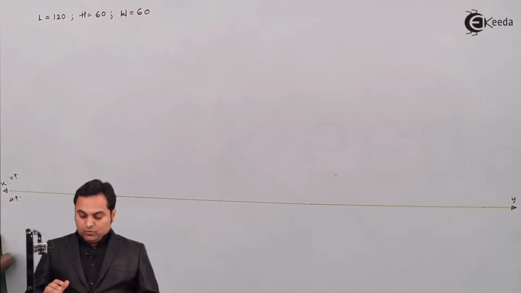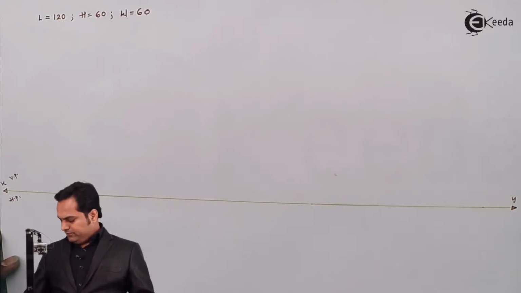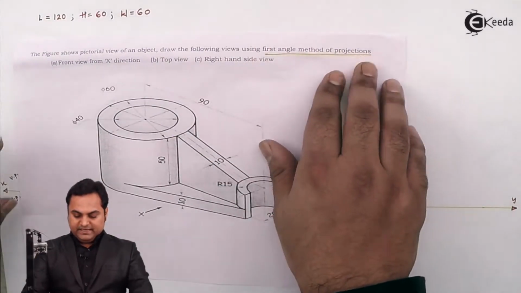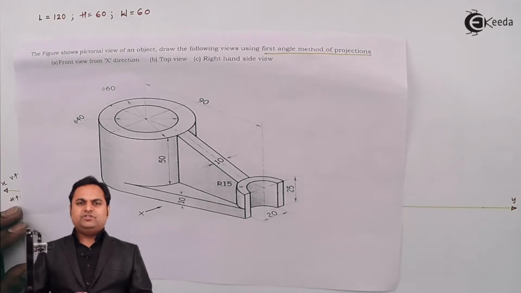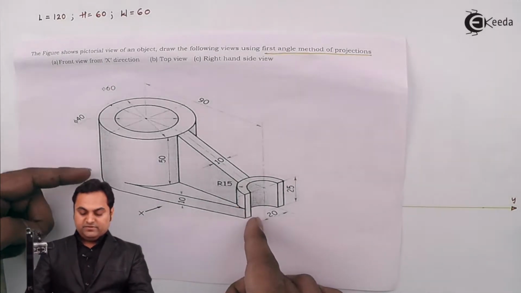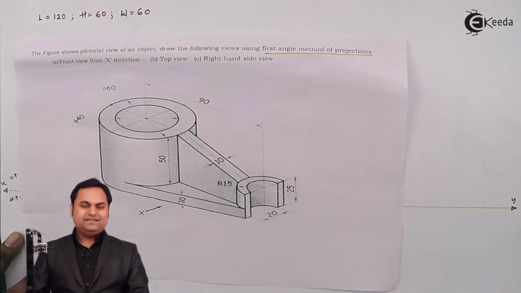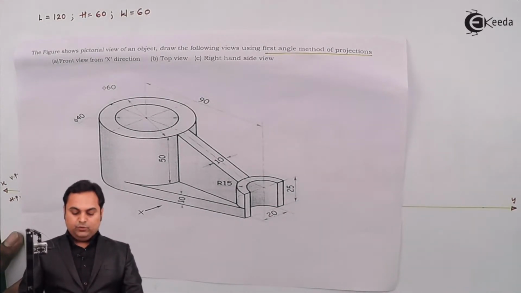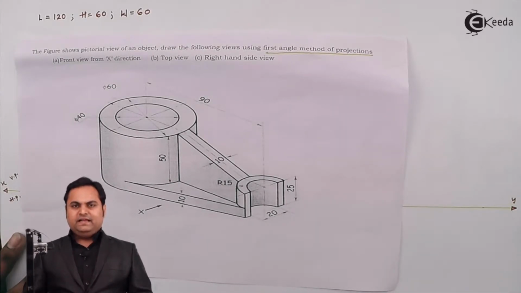Now whenever we are starting the drawing, we need to first start with the front view. So in case of front view, when we are looking in the direction of arrow X, out of length, height and width, only two dimensions will be visible. That is, when we are looking along X, the length will be visible and the height will be visible. Width won't be visible along X direction. So we have to plot the front view in such a way that length and height is there.